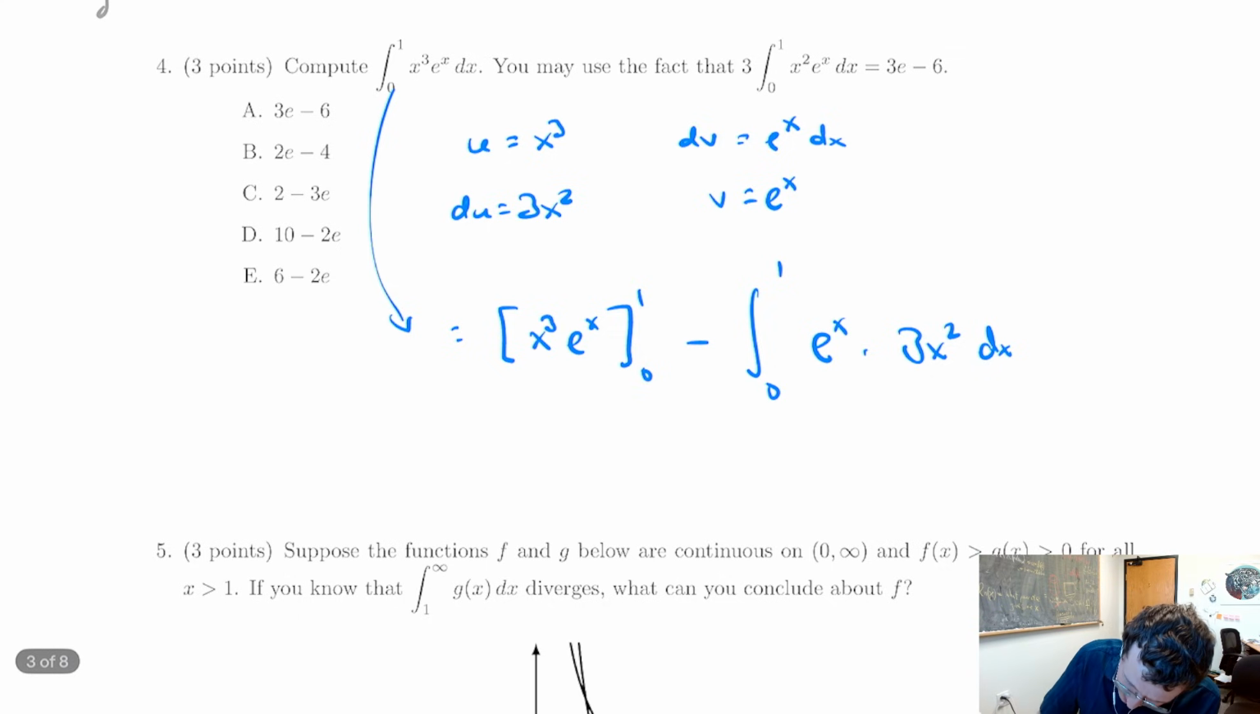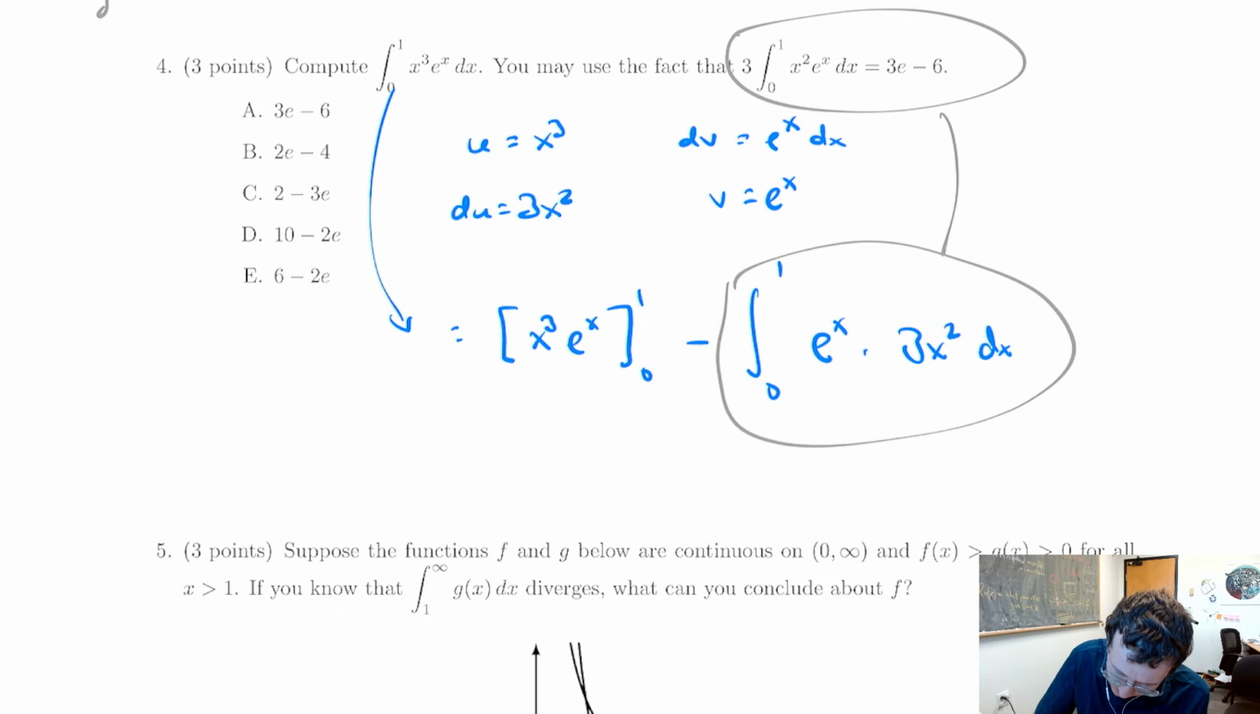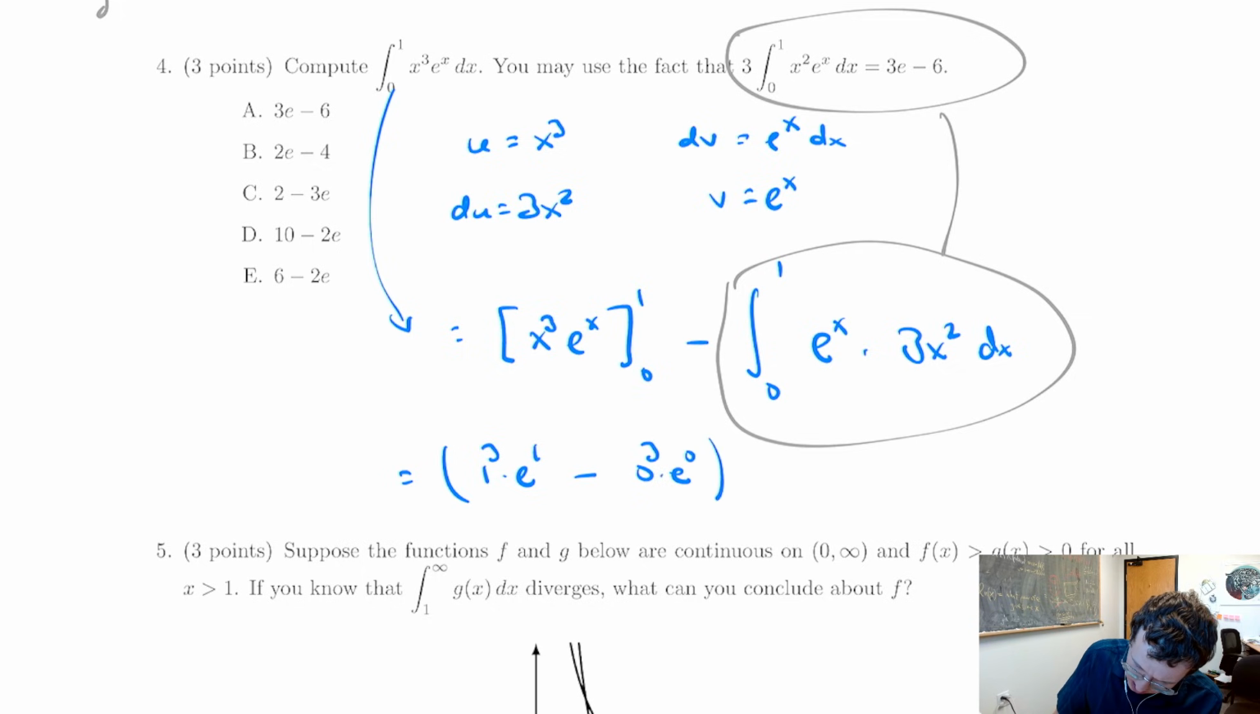And notice that this is exactly that. X squared e to the x and a 3. So I'm going to plug in 1. I'll get 1 cubed times e to the 1. I'll plug in 0. I'll get 0 cubed times e to the 0. And this quantity is 3e minus 6.